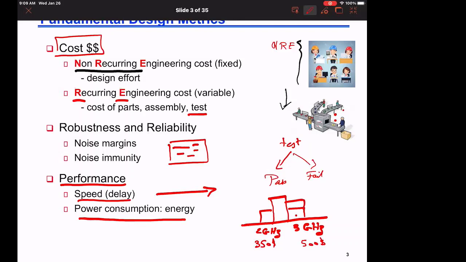And for me as a consumer, the faster the design, the faster I can get my processes to be done and finished and my operations to be executed.